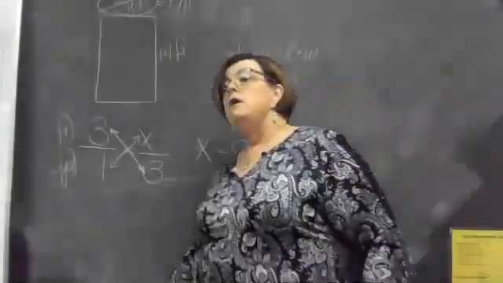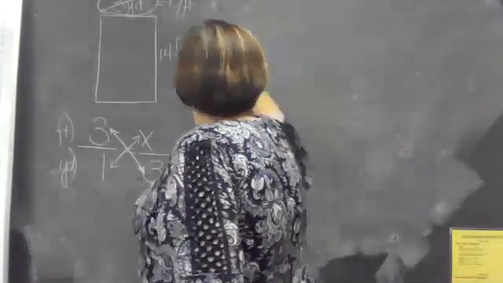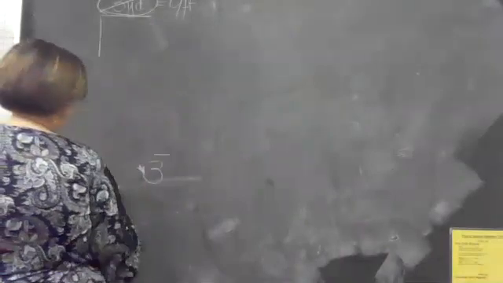All right, and the other challenge that you will hit is toward the back of the packet, and these are called composite figures. Sometimes they're called L shapes, but not all of them are L shapes. Let's look at, yes, page 9.